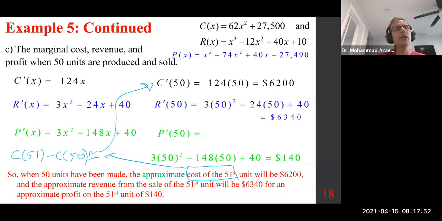I highly recommend you guys try it on your own. This was really the purpose of this question. Marginal cost, marginal revenue, and marginal profit give an approximate cost, revenue, and profit from the next unit. In this case, if we are looking at 50 units, then the 51st.